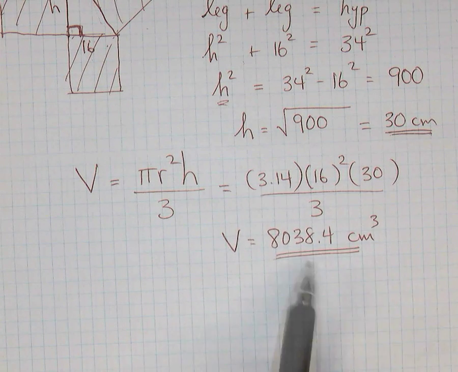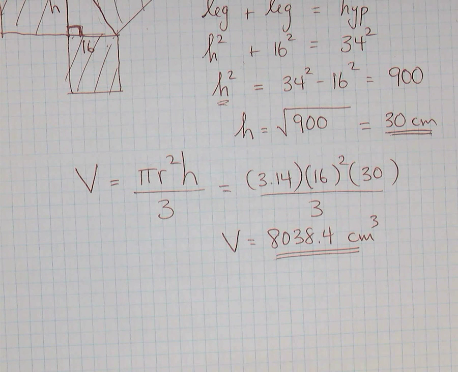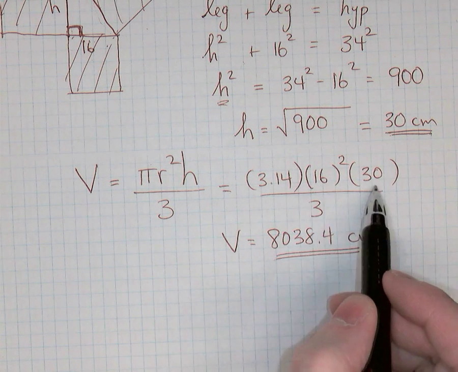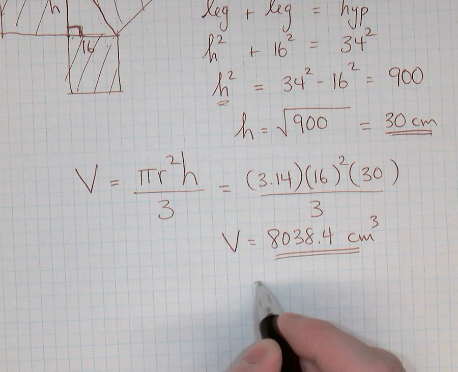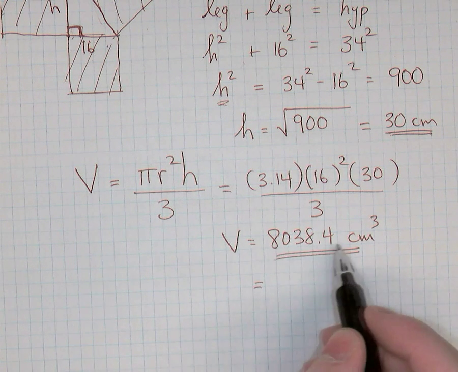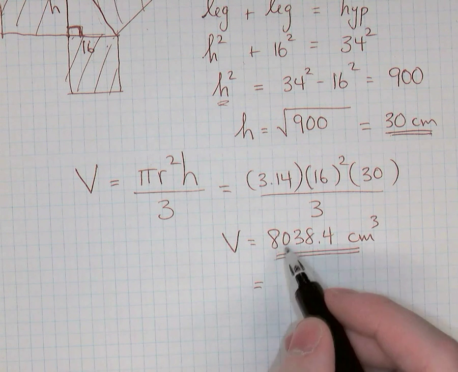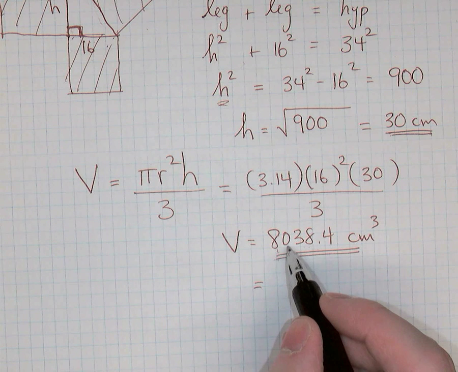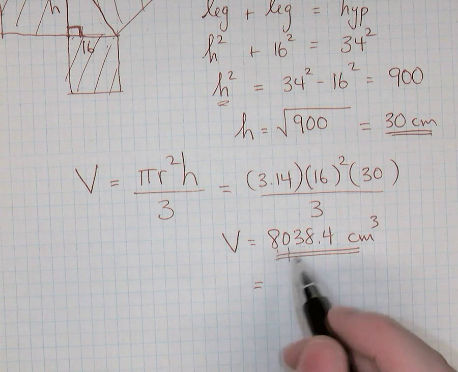So we're going to keep only 2 digits in our volume here. When you multiply and divide with measured numbers, you round off according to the smallest number of significant digits in the calculation. Since there were 2 significant digits in each of the measurements, we'll round this off to 2 digits. Right now it has 5, 8038.4. We're only going to keep 2 digits, which means the 8 and the 0.